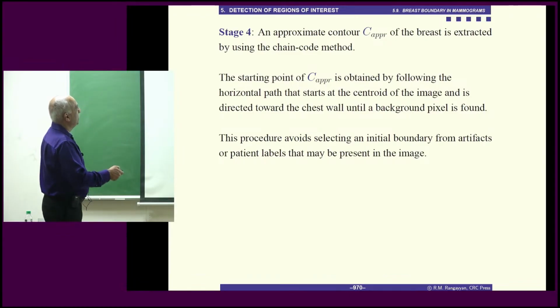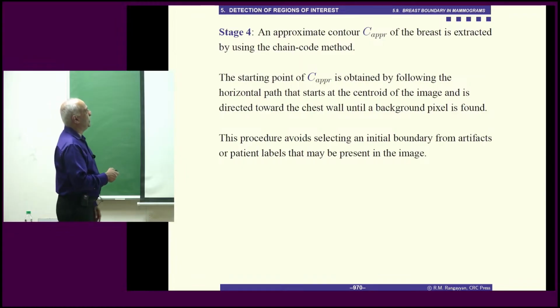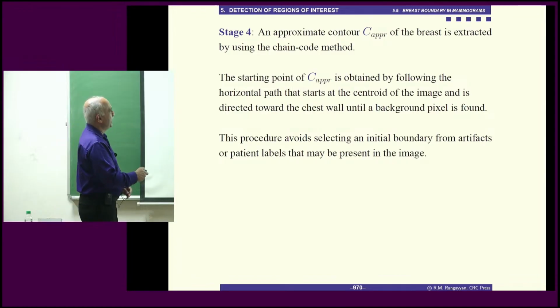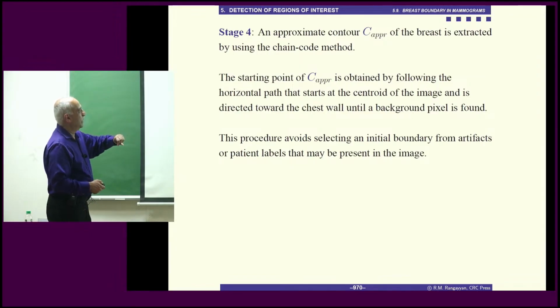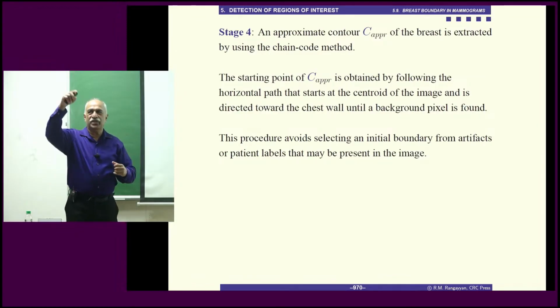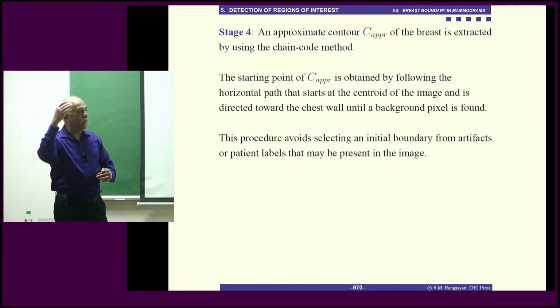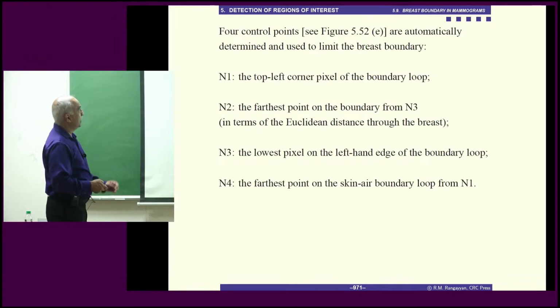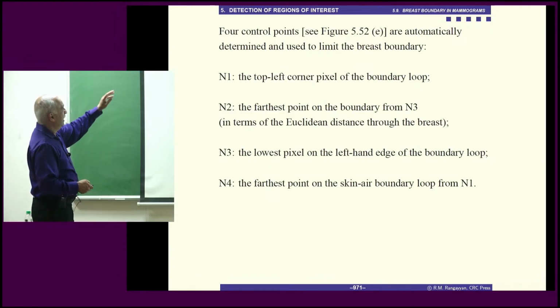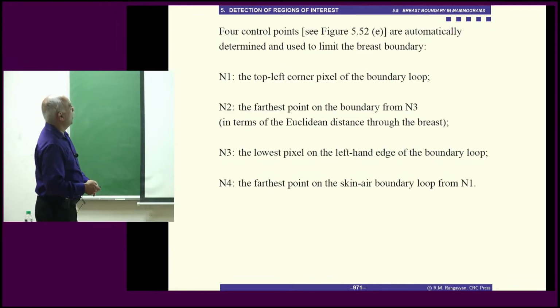The starting point of this approximate curve is obtained by following the horizontal paths starting from the centroid of the image, right in the middle, towards the chest wall until a background pixel is found. This avoids selecting initial boundary points from the artifacts of patient labels. You don't want to start with a wrong pixel on the boundary. So you go towards the chest wall and you get a correct boundary point there. Four control points are determined. I'll show that later, automatically.